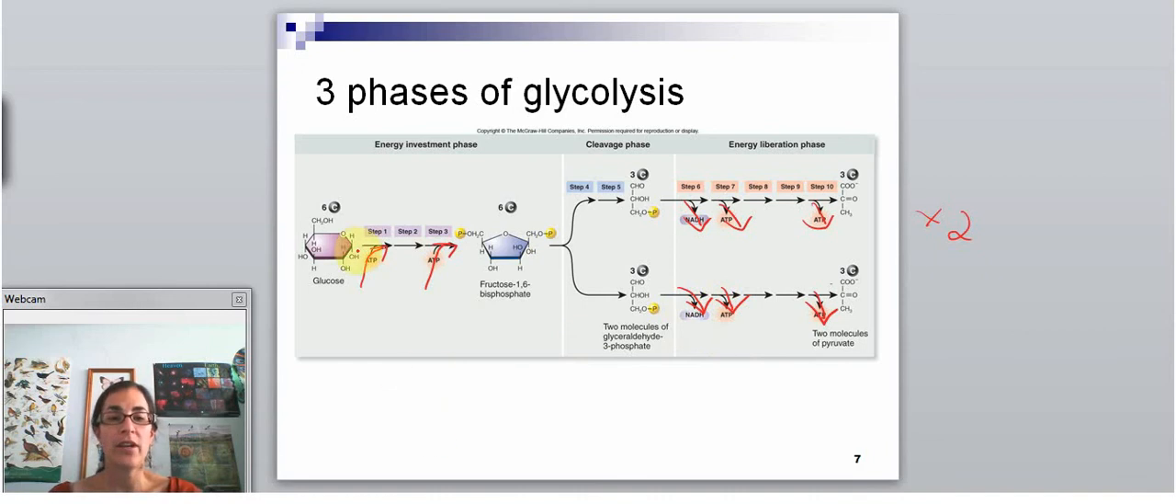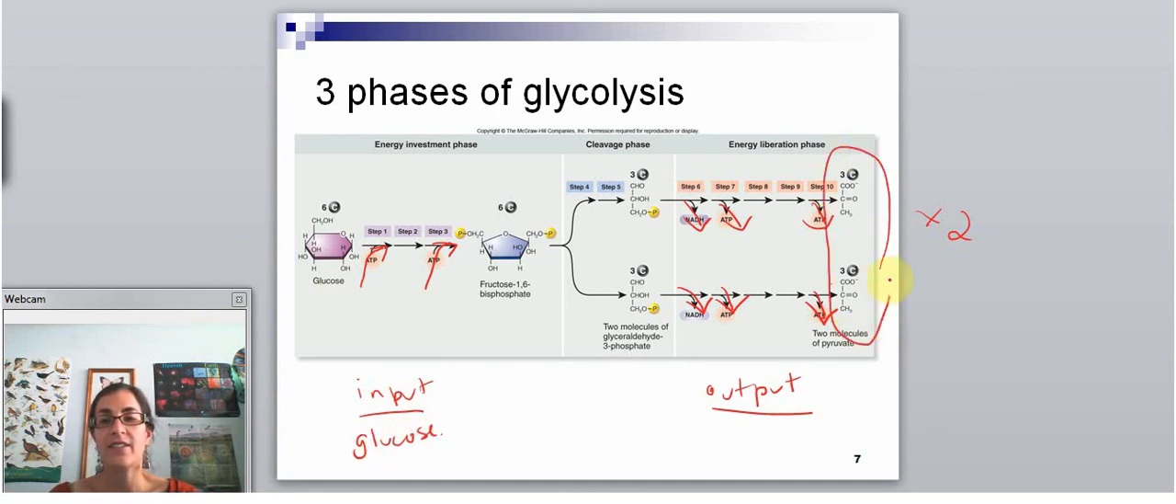So in summary, I just want to make sure we're clear about inputs and outputs. So input and output, and again, remember, you want to ask yourself, what's happening to the carbon? So if I start with the carbon, I have glucose coming in. At the very end, I have pyruvates coming out. And there's 2 of them because there are 3 carbons each, and glucose is 6 carbons. Then I want to ask myself, what's happening to the energy? So input, I had to put in 2 ATPs.